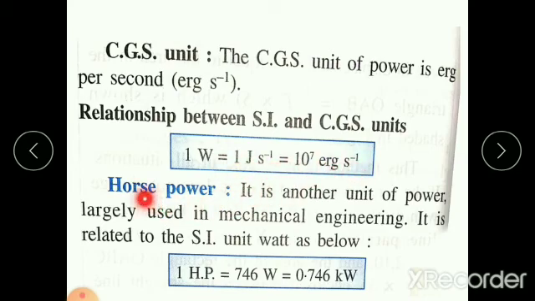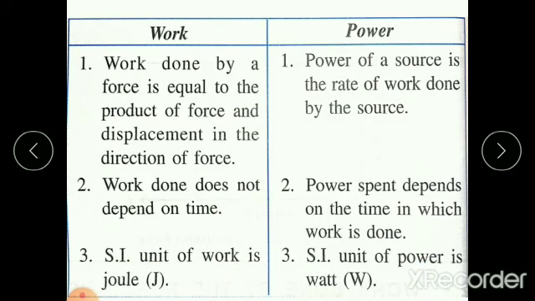Next is horsepower. It is another unit of power largely used in mechanical engineering. It is related to the SI unit of watt as follows. 1 horsepower is equal to 746 watt, that is equal to 0.746 kilowatt.